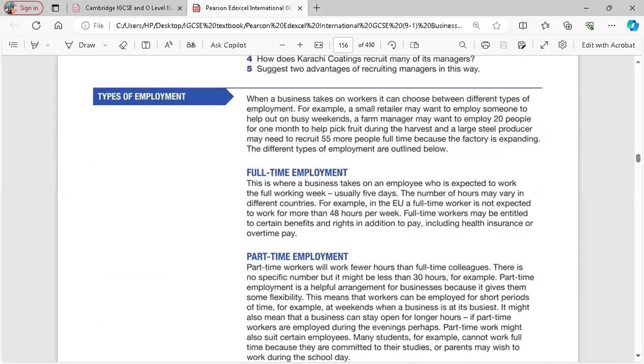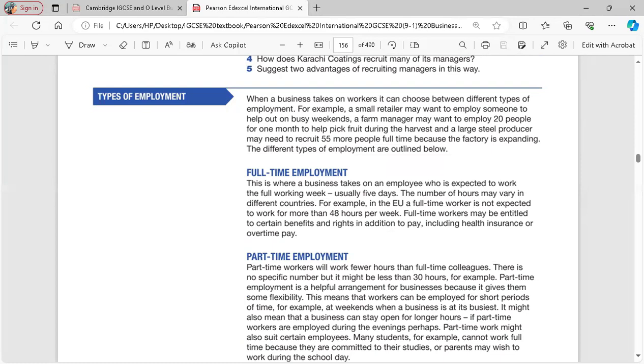Okay, they start with types of employment. But before going to types of employment, what is employment itself? Employment is the relationship between two parties, the employer and the employee, trying to reach agreement in terms and conditions of paid labor service. The employer is the person giving the job, and the employee is the person seeking the job. That is what employment is.